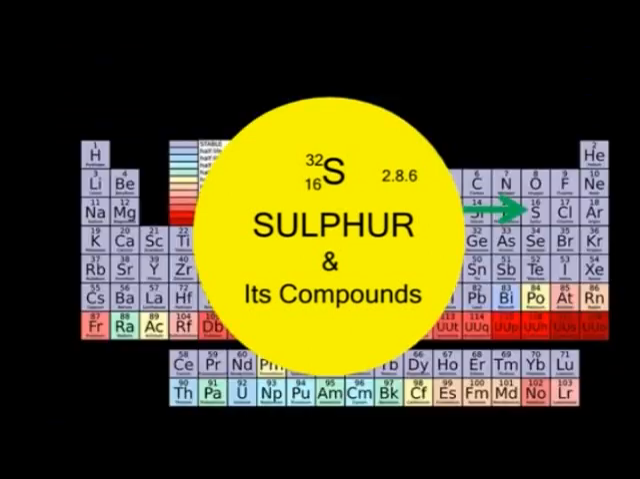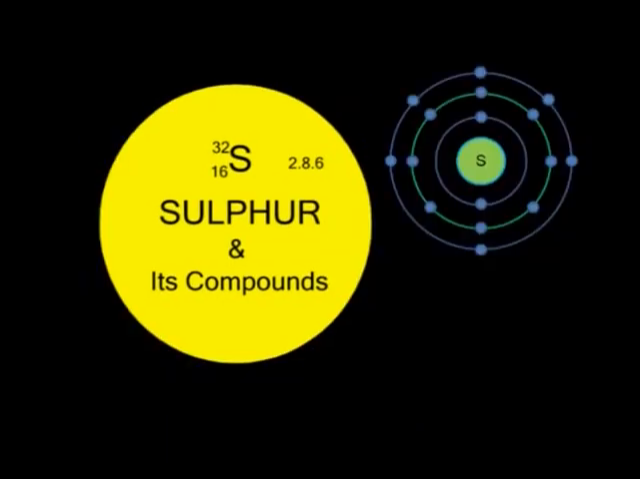With atomic number 16 in group 6 and period 3 of the periodic table, sulfur has an electron configuration of 2,8,6 and a mass number of 32. The most common valency is 2, but rarely 6 when it combines with more electronegative elements, for example oxygen and fluorine.